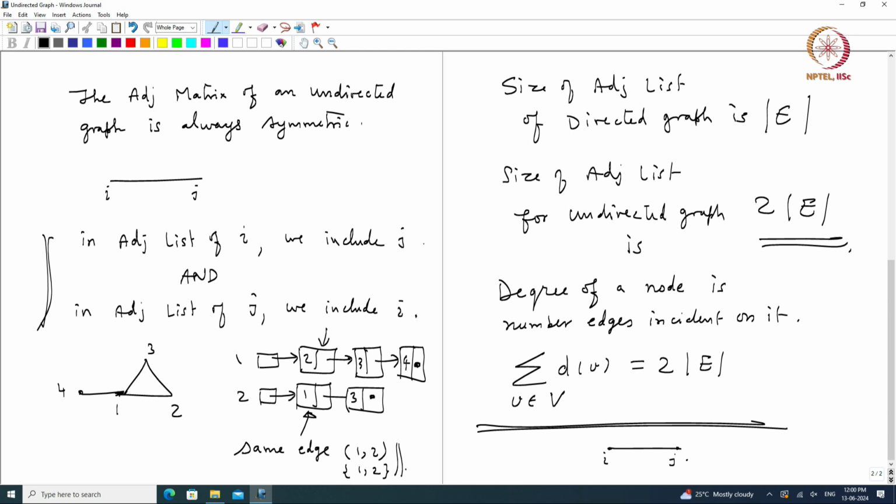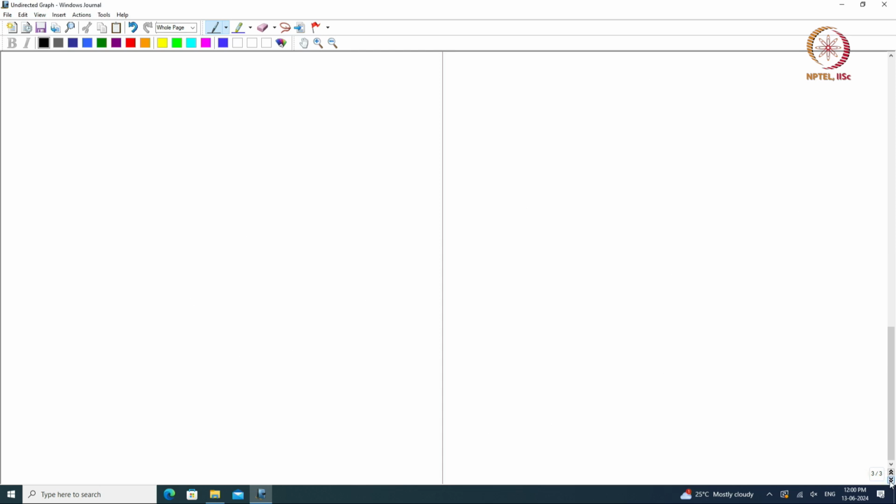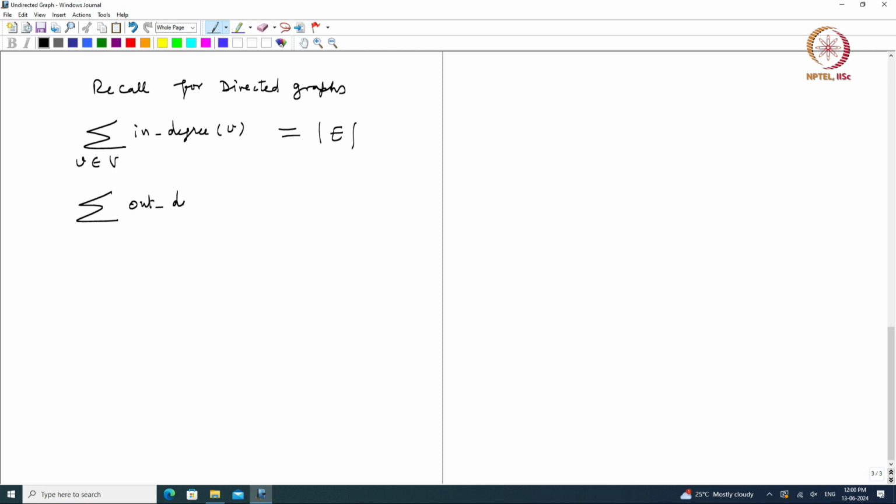Recall that for directed graphs, the sum of in-degree of v over v belonging to V is the cardinality of E, and likewise the sum of out-degree of v over v belonging to V. We do not have the notion of in-degree and out-degree for undirected graphs, therefore the formula is different.